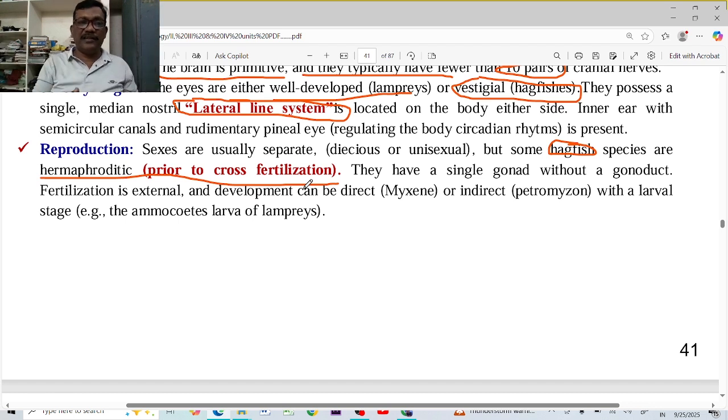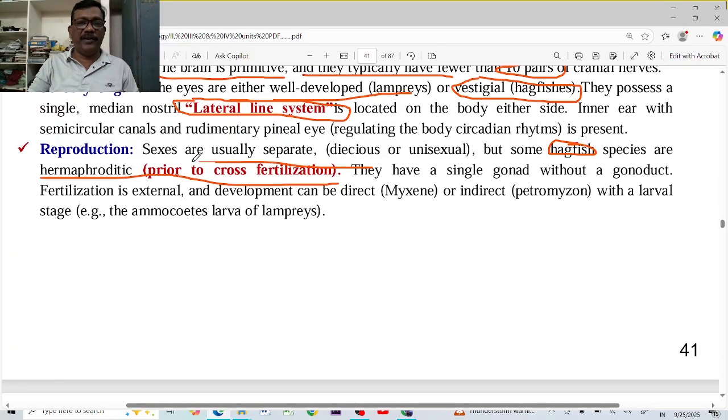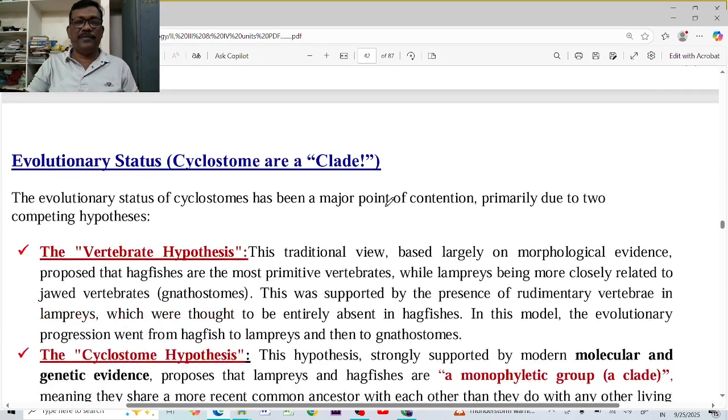That's why in these organisms, cyclostomes, petromyzon and hagfishes, in the petromyzon, which are unisexual organisms, cross fertilization takes place automatically. But in the hagfishes, those are hermaphrodites, but they follow cross fertilization, exchanging the genetic material by transferring sperm cells. That is a very important thing. This point is cross fertilization, although they belong to the hermaphroditic.